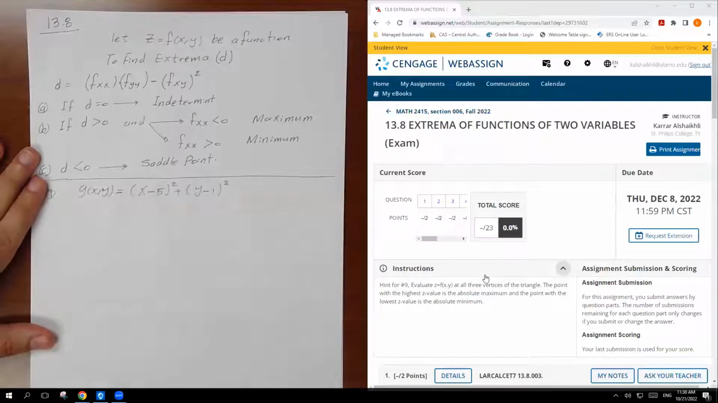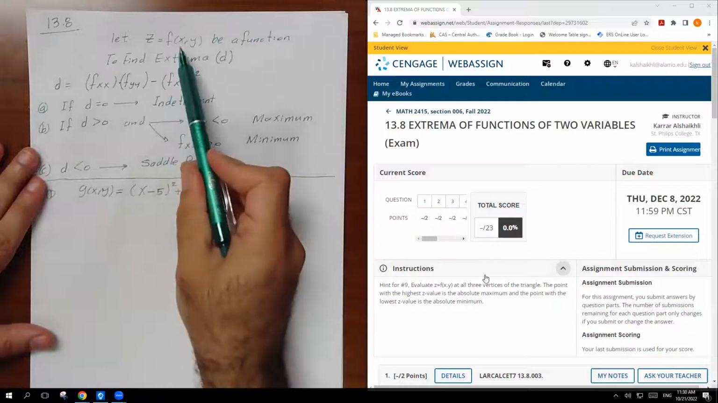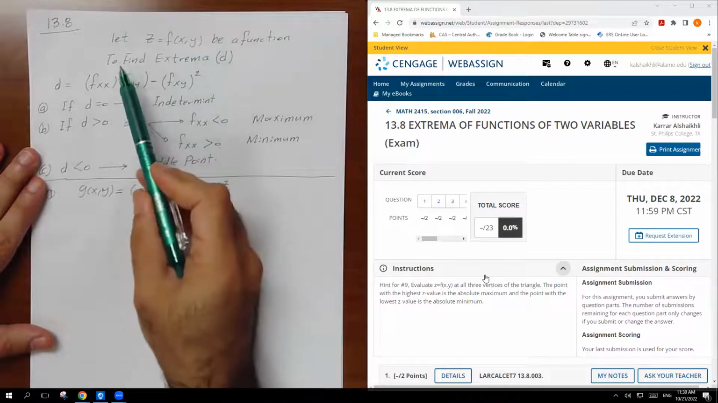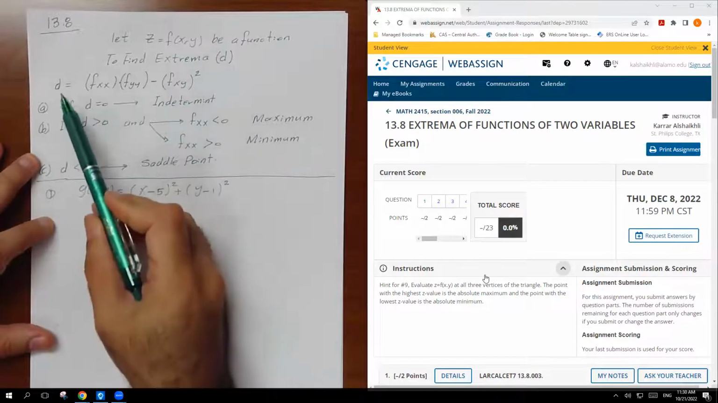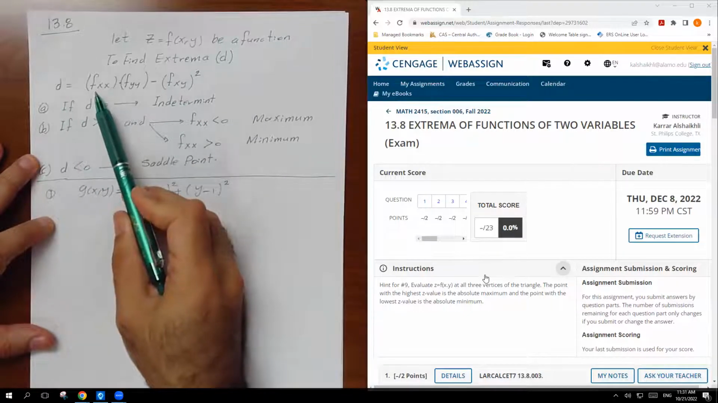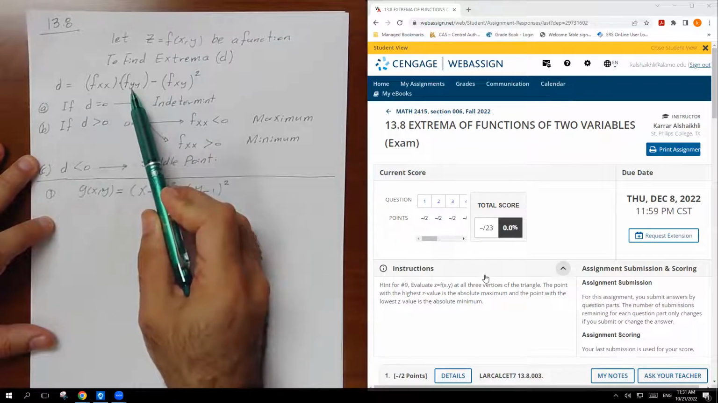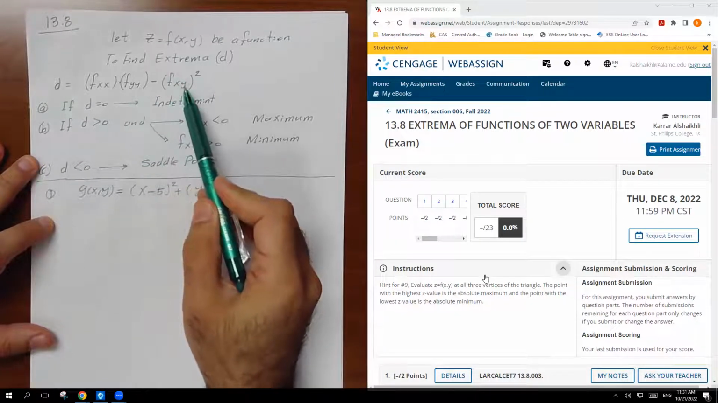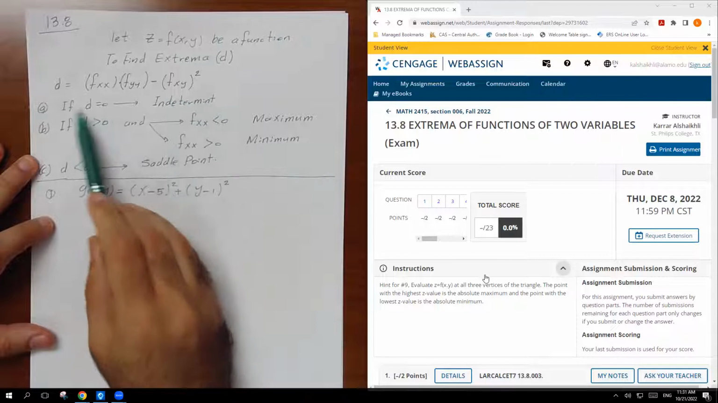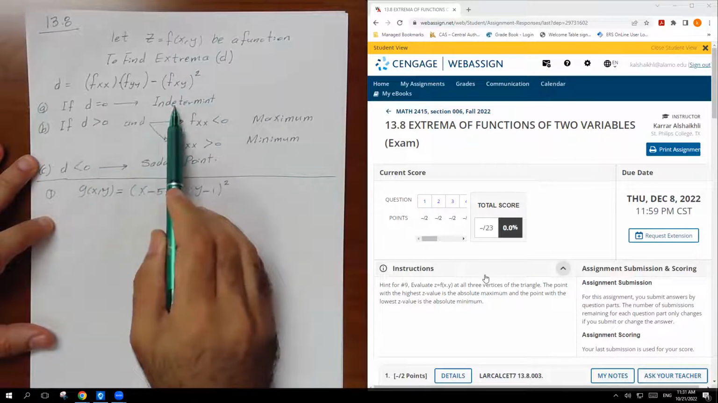Section 13.8, extrema of functions of two variables. Let z be a function of x, y. To find the extrema, we're going to use this rule: D equals the second derivative of f with respect to x, times the second derivative of f with respect to y, minus f_xy squared. If D is equal to 0, it's indeterminate.